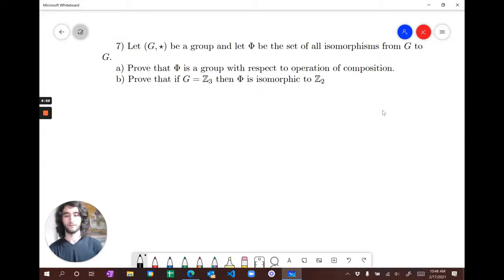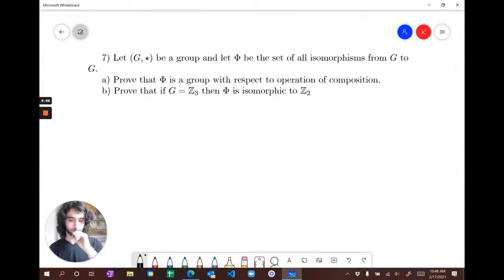Okay, number 7. This was actually the lowest scoring question on the exam, with the exception of number 11, so I wanted to go over this one in detail.